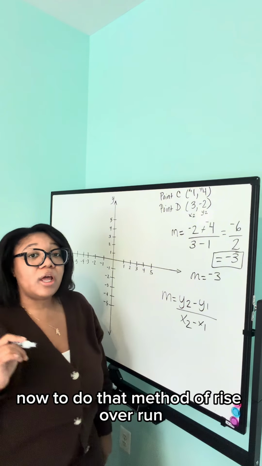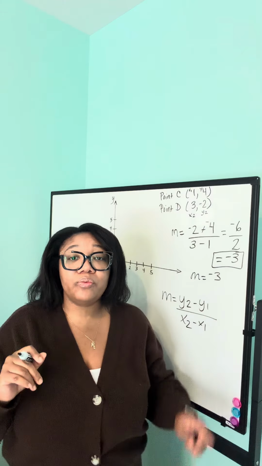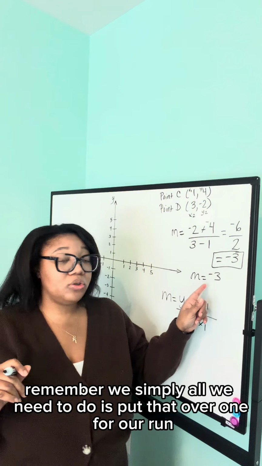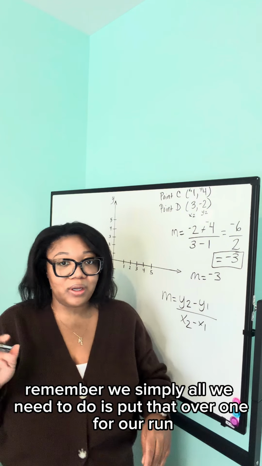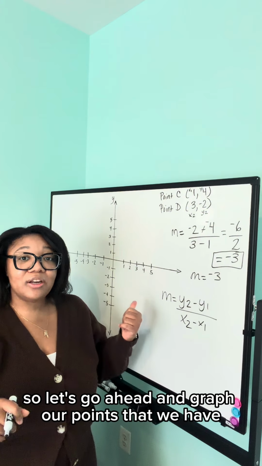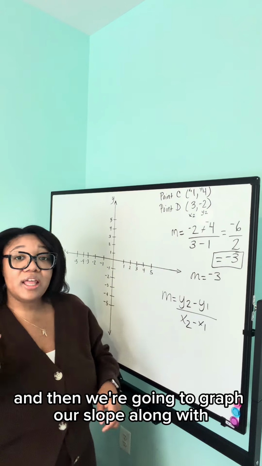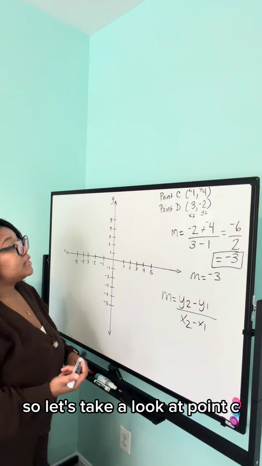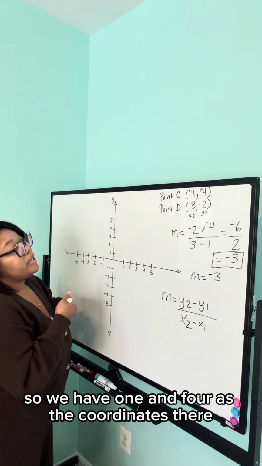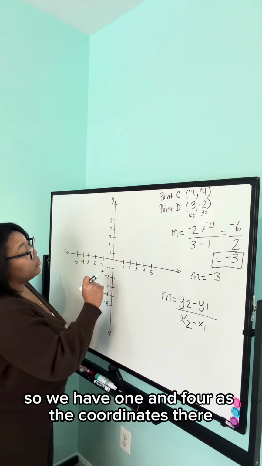Now, to do that method of rise over run, remember all we need to do is put that over 1 for our run. All right, so let's go ahead and graph the points that we have, and then we're going to graph our slope along with it. So let's take a look at point C. We have (1, 4) as the coordinates there.